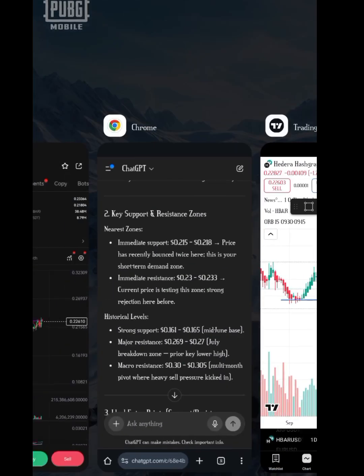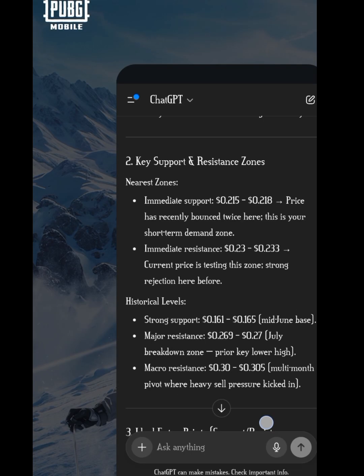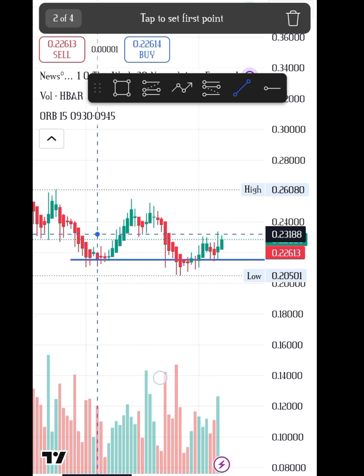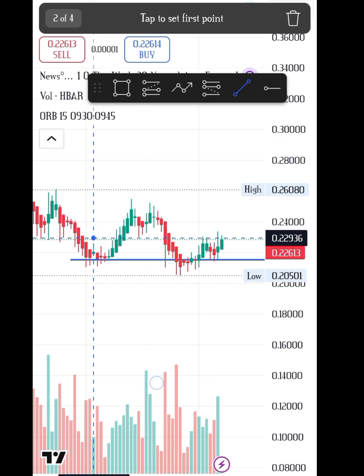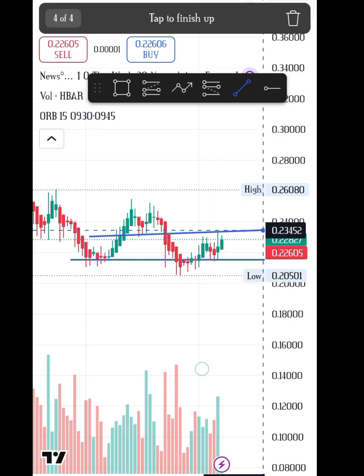Well, ChatGPT can only lead this so far, right? So we have to analyze this by ourselves. So immediate resistance is 0.23. So the support, we have found the support. Let's find this resistance, right? So 0.23. You can see the 23 here.